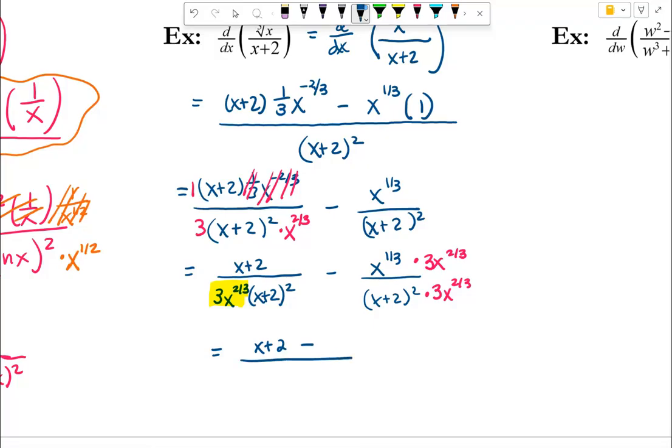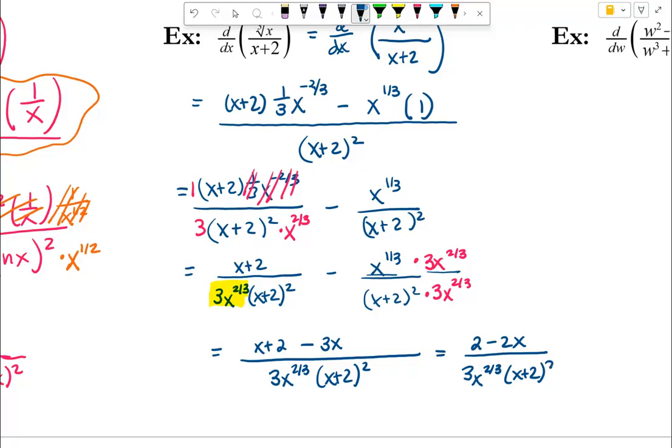minus, I'm going to combine this over the same denominator now. Remember that when you multiply two powers of the same base, you add the exponents. So 3x to the 2/3 times x to the 1/3 is just 3 times x to the first power. All right, so we have x plus 2 minus 3x. And then we said our common denominator is 3x to the 2/3 power times x plus 2 squared. And lastly, I could subtract x minus 3x and get negative 2x. So 2 minus 2x over 3x to the 2/3 power times x plus 2 squared.